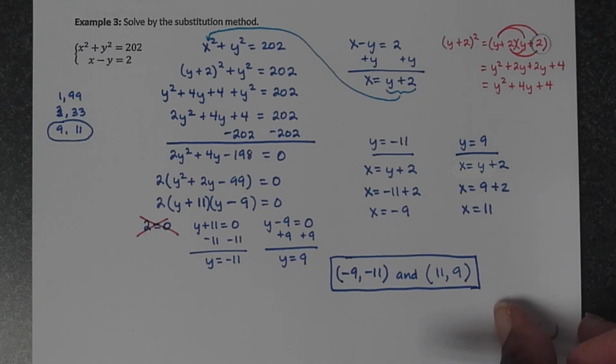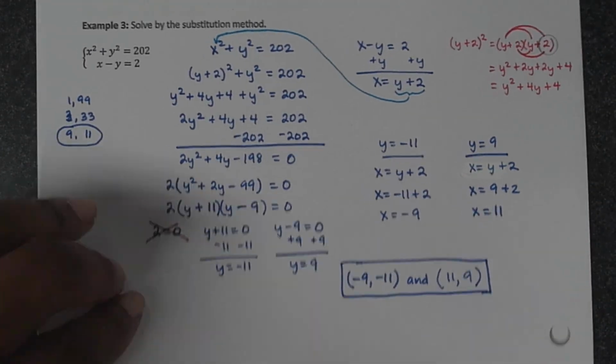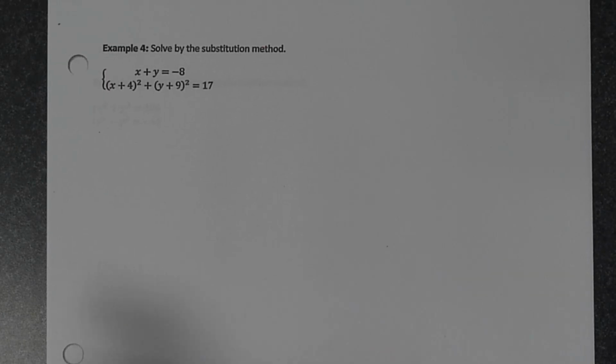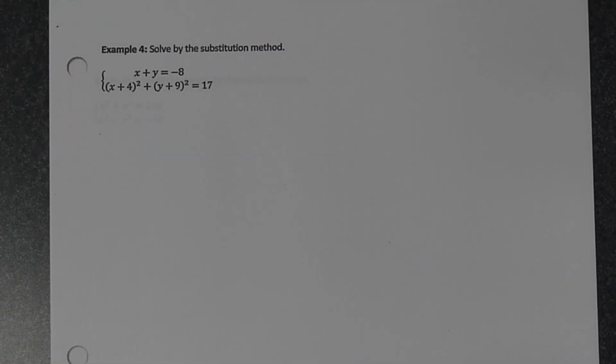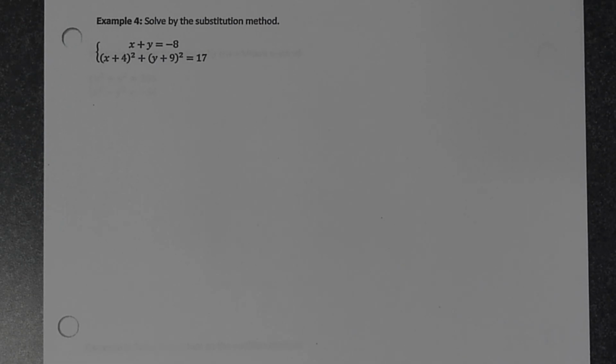Okay, example 4 on the next page. Here's example 4. Here we got x plus y is equal to -8, and x plus 4 quantity squared plus y plus 9 quantity squared is equal to 17. And here I want to solve this system of equations by substitution.